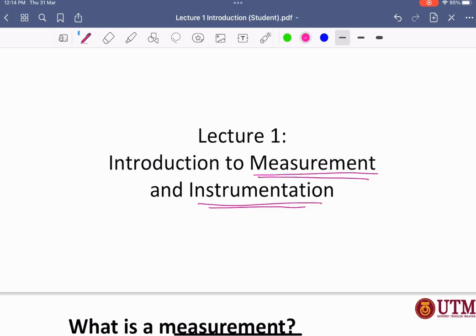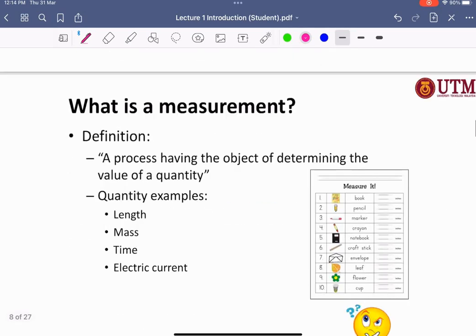So, what is actually a measurement? Measurement is a process of using an object to determine the value of a quantity. The quantity here is something that you can measure, for example, length, mass, time, electric current, voltage, resistance, and so on.